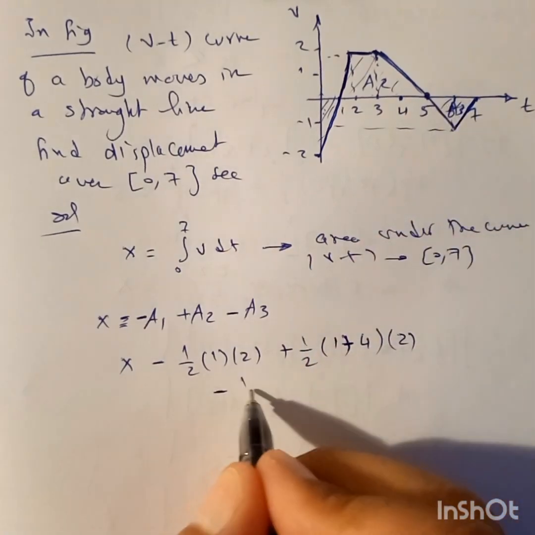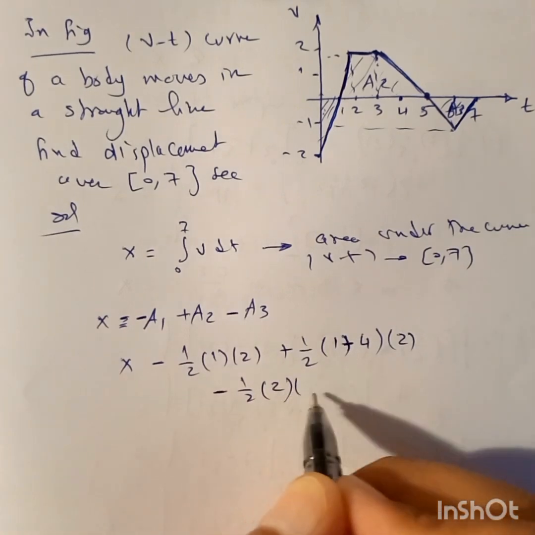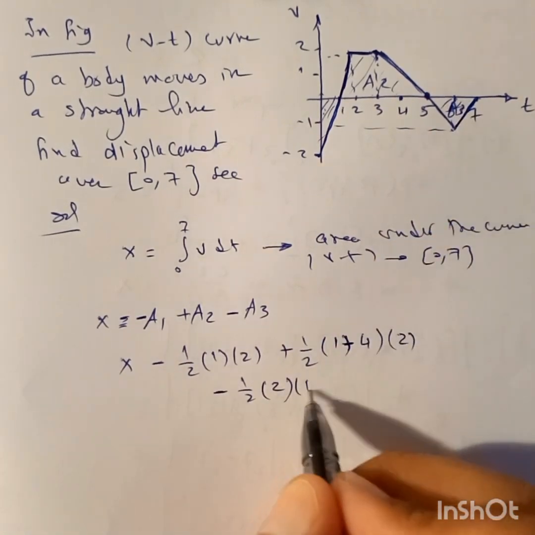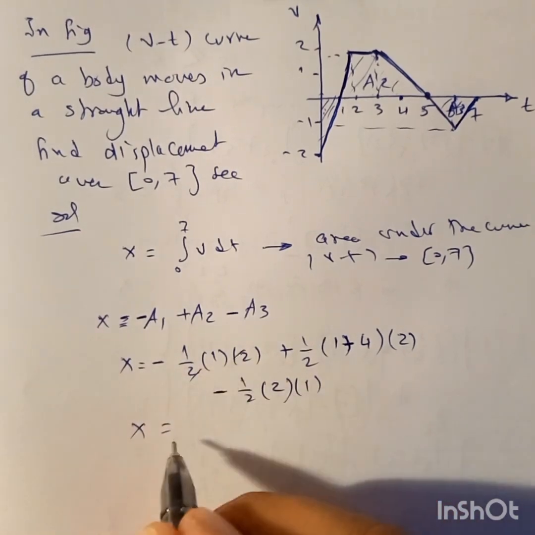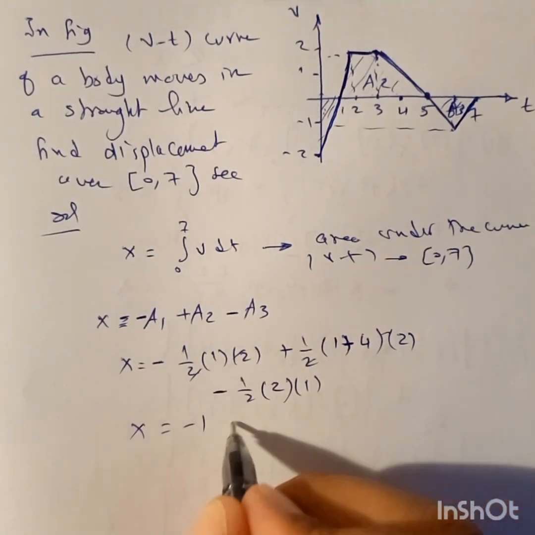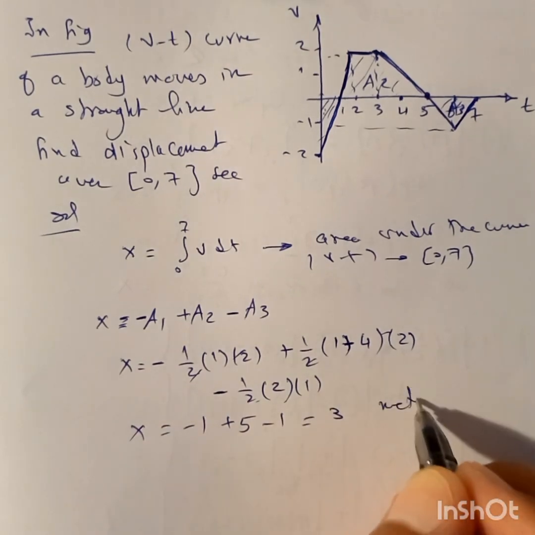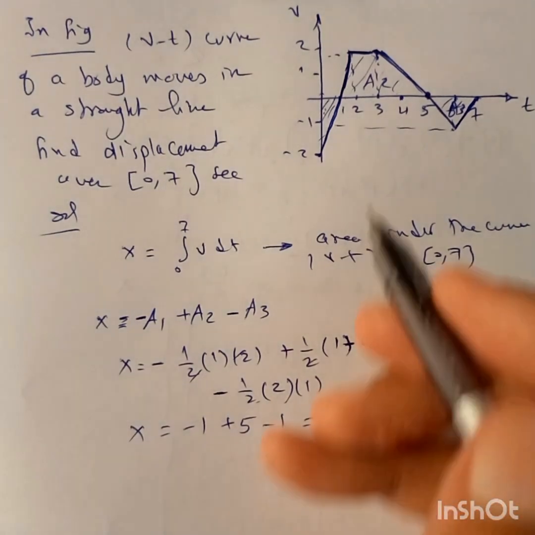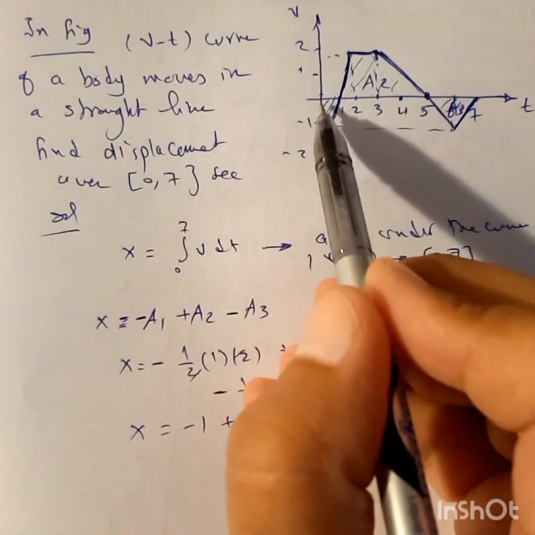We have here half, base is 5 to 7, we have 2, and we have height here 1, okay, then we have x equals, here we have negative 1, here we have plus 5, here we have minus 1, then we have 3 meter. Okay, you have to take care that it's required to find the displacement over the interval from 0 to 7.